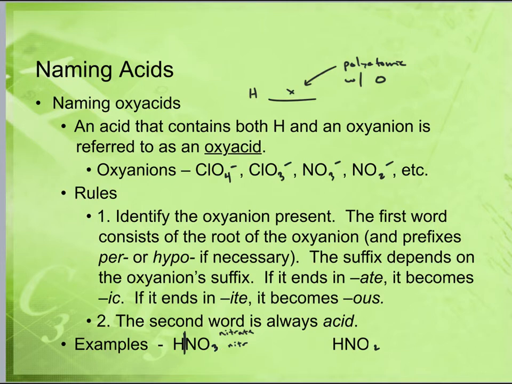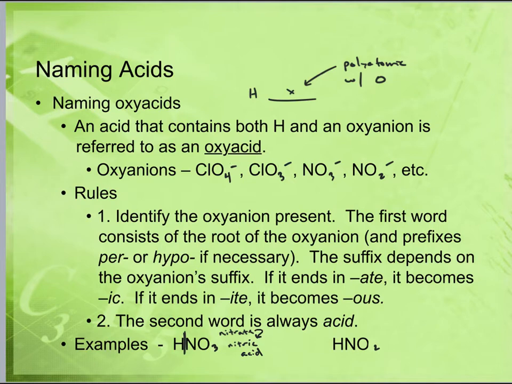If this was like pernitrate, that's not a thing, but if that were there, it would be pernitr as our root. The suffix depends on the oxyanion suffix. If it was "ate", the new ending is "ic". So nitrate is going to become nitric acid. Okay, so we go from there being a nitrate ion to it being called nitric acid, HNO3.